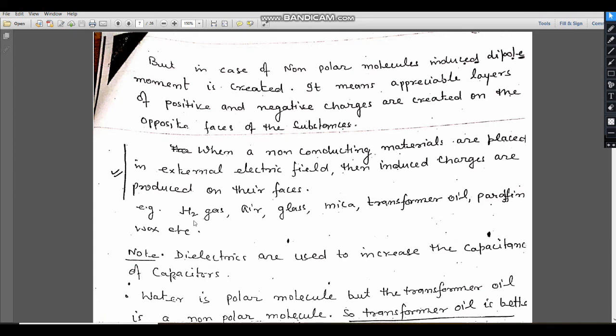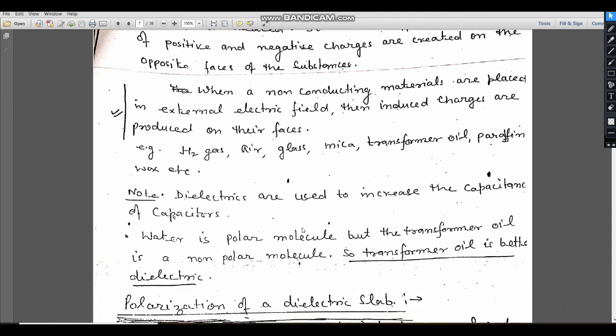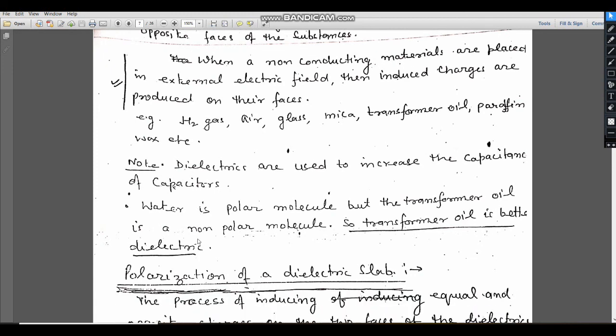These are examples of dielectrics. Dielectrics are used to increase the capacitance of capacitors. Water is a polar molecule, but transformer oil is a non-polar molecule. So transformer oil is a better dielectric.